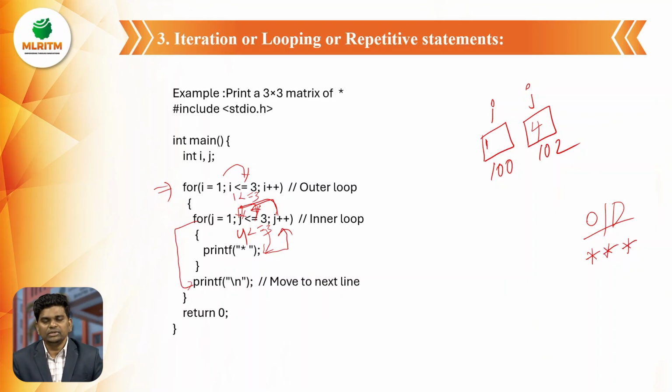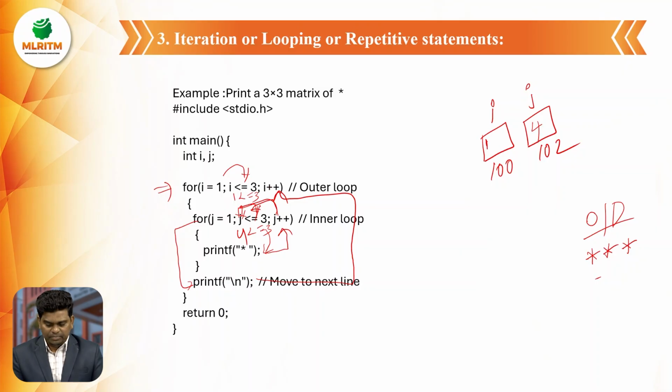What is the next statement here? Printf, we are printing the new line. That means the control is transferred from here to here. After this statement, the control is transferred to the increment and decrement part, or modification part, of the outer for loop. So what is the modification part of the outer for loop here?